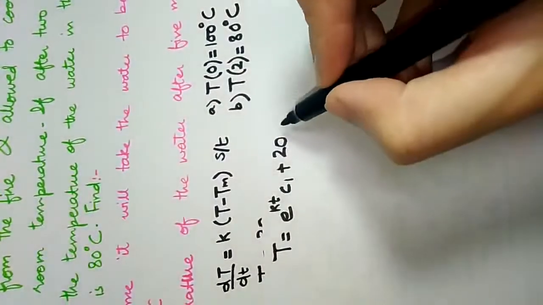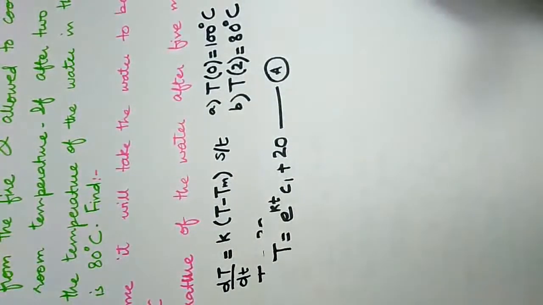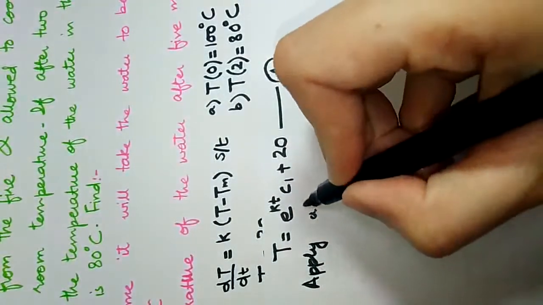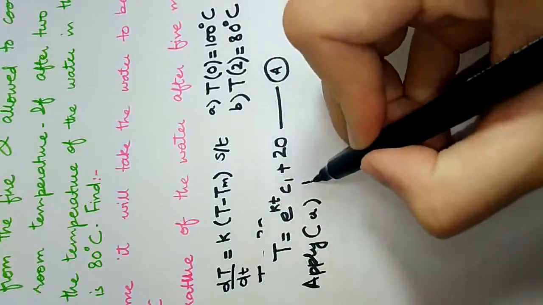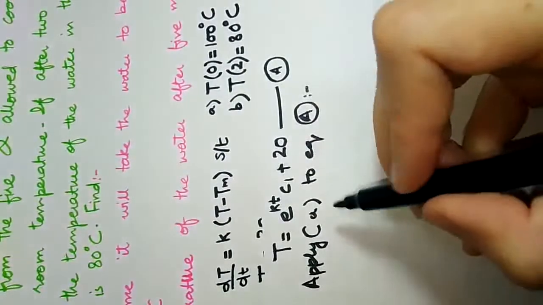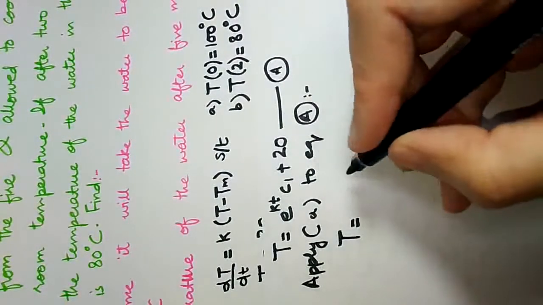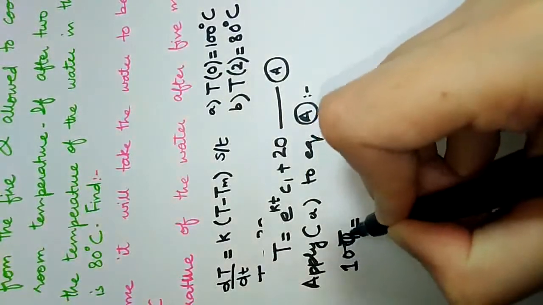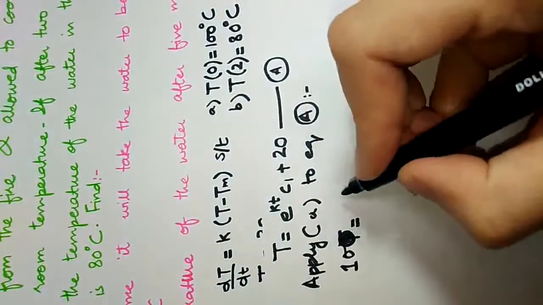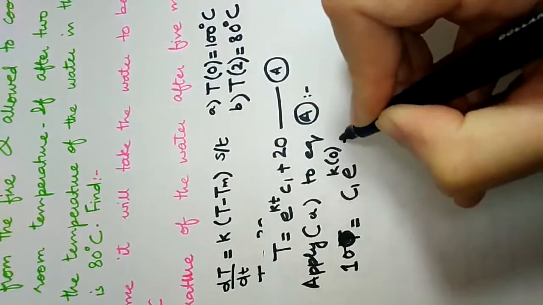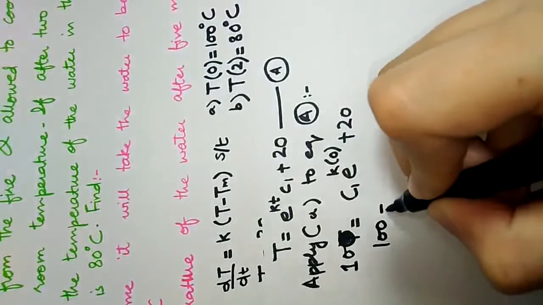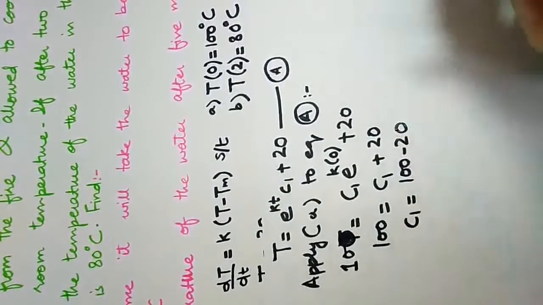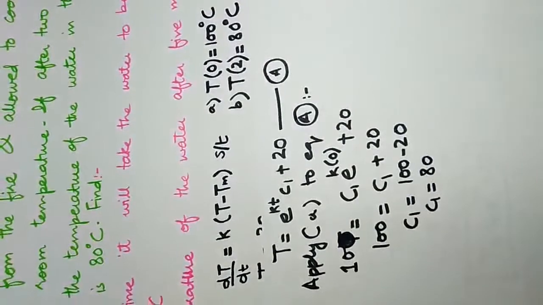Applying this condition, I am mentioning this as equation A. So apply this condition to equation A. T, the temperature, is 100 when time is 0. So 100 equals c1 e to the power k into 0, plus 20. 100 equals c1 e to the power 0, which is 1, plus 20, and c1 equals 100 minus 20, so c1 is 80.